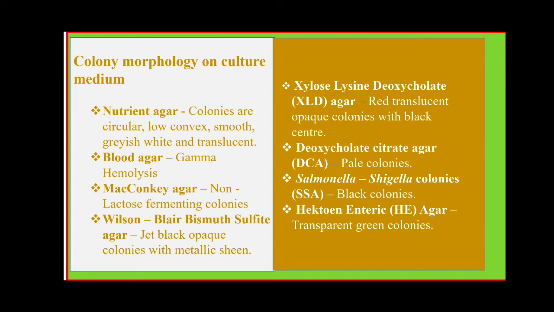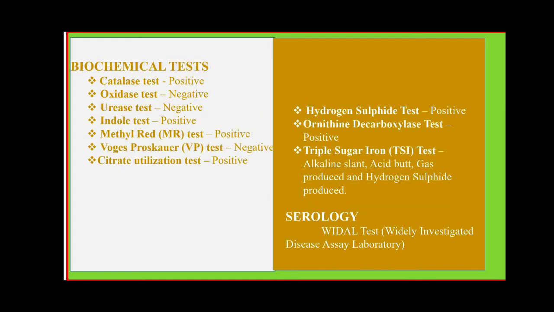Wilson Blair bismuth sulfite agar. It shows jet black opaque colonies with metallic sheen. And xylose lysine deoxycholate agar. It shows red translucent colonies with black center. And deoxycholate citrate agar. It shows pale colonies. Salmonella Shigella agar. It shows black colonies. Hektoen enteric agar. It shows transparent green colonies in the culture medium.